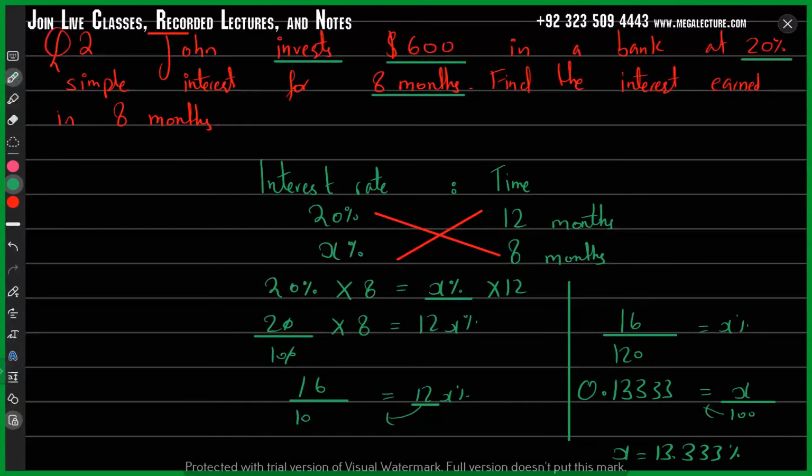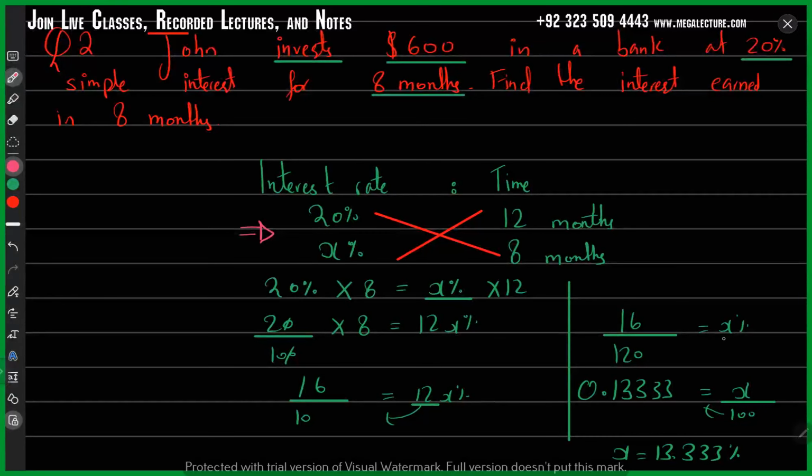You would get 20% of 600 after 1 year. So what percent of 600 would you get after 8 months? Just make such statements in your mind and then you would get to understand that. I was able to make these ratios, and in order to simplify them, I cross multiplied. This gave me 20% into 8, and this gave me X percent into 12.